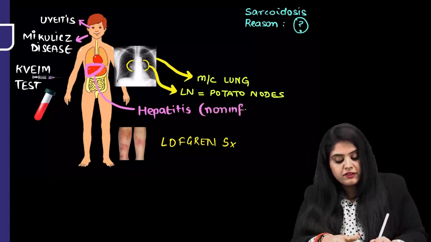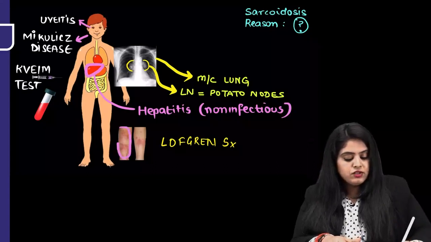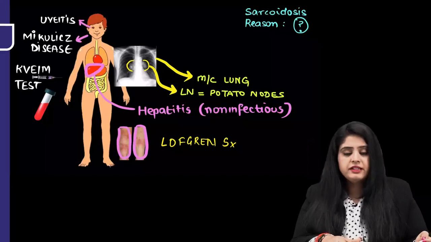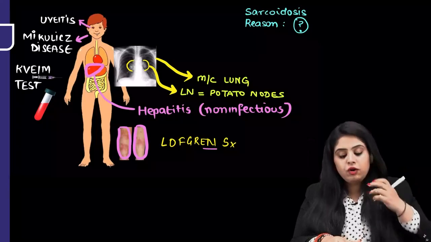This has nothing to do with infection. Sarcoidosis is not infectious, so non-infectious hepatitis can occur. Then I can see some skin lesions also. What are these skin lesions? Skin lesions are erythema nodosum, that becomes a component of the Lofgren syndrome.